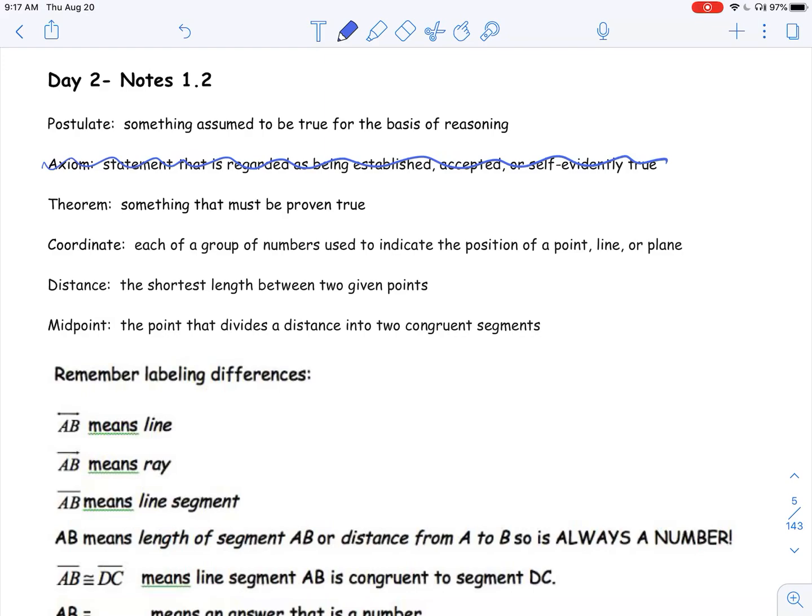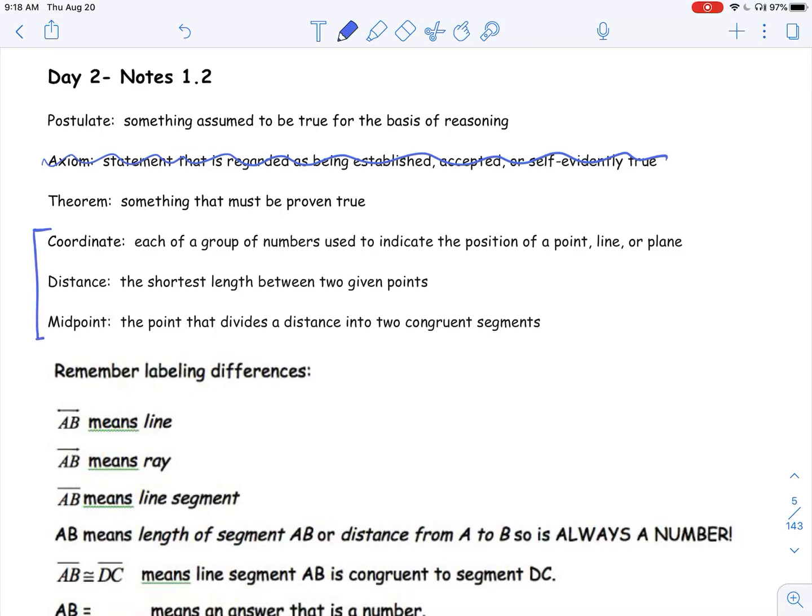A coordinate is each group of numbers used to indicate the position of a point, line, or plane. Distance, the shortest distance between two given points, and midpoint, the point that divides a distance into two congruent segments. These last three should all ring a bell from algebra. I know it's been a while, but we'll go over all of those here in just a minute.